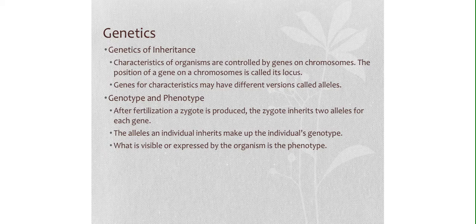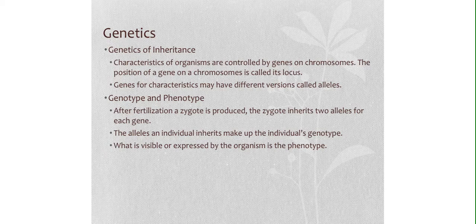But the fact of the matter is there's always two alleles, and there is the same percentage of chance of you getting one or the other. So once fertilization occurs and that zygote is formed, remember that's a diploid zygote, that diploid zygote inherits two alleles for each gene. One allele comes from each parent. We've already talked about this. The alleles an individual inherits make up the individual's genotype.